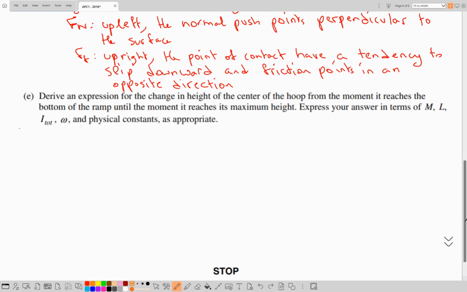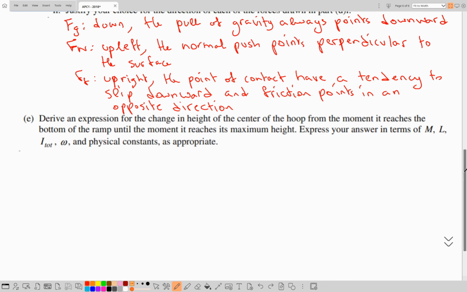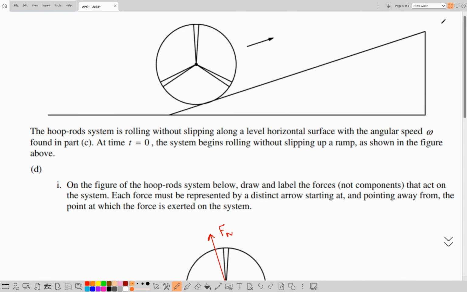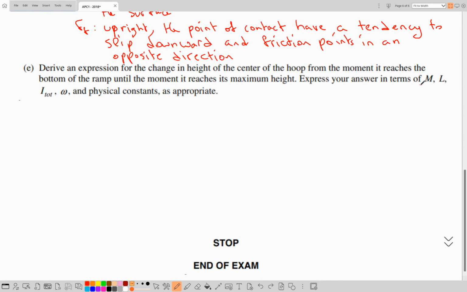And finally, in part E, which is the last part of this exercise, they're telling us to derive an expression for the change in height of the center of the hoop from the moment it reaches the bottom of the ramp until the moment it reaches its maximum height. So we need to find H, and here we're talking about conservation of energy, because initially at this point we have kinetic energy. Upon reaching the maximum height, all of the kinetic energy would be converted to gravitational potential energy. Pay attention, we need to express your answer in terms of m, L, I total, omega, and physical constants as appropriate.